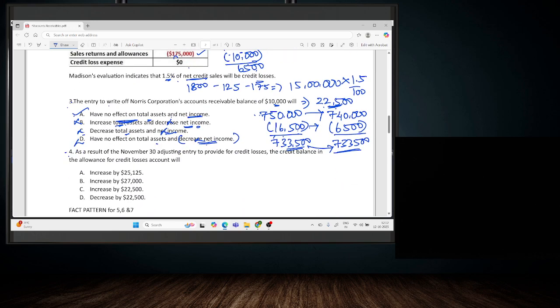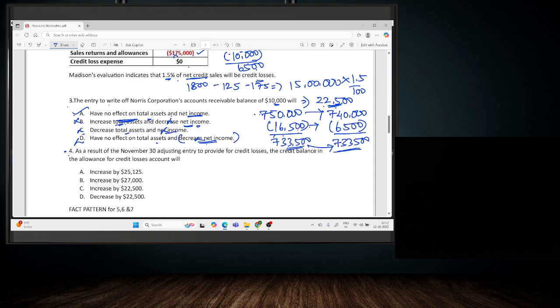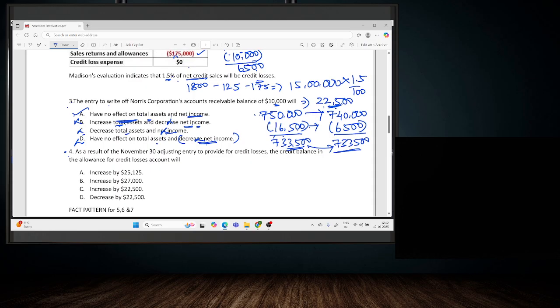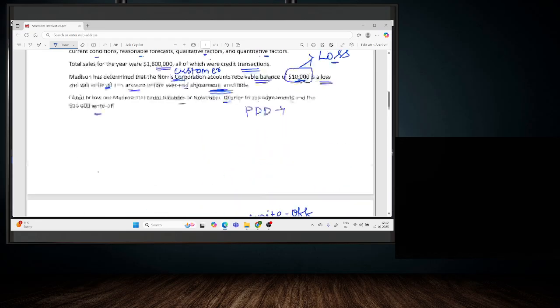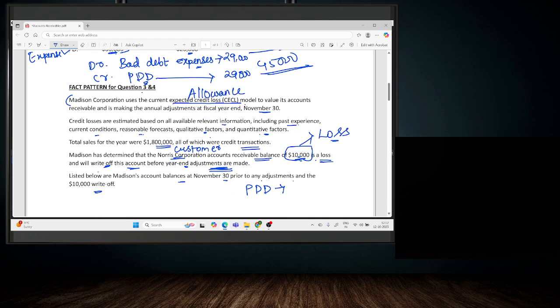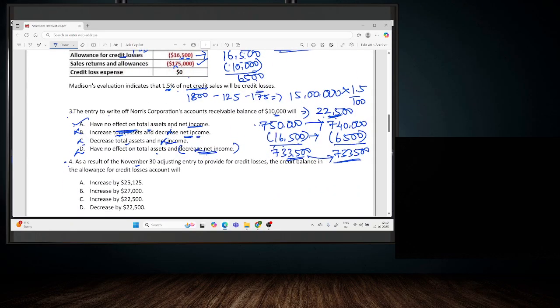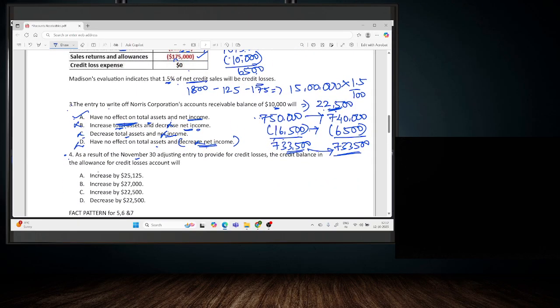What I am trying to say is, for example, let's look at question number 4. With this I will explain which entry will impact the P&L. This question should also be answered from the information given. As a result of the 30th November adjusting entry to provide for credit losses, the credit balance in the allowance for credit loss account will increase by how many rupees or decrease by how many rupees? That is what we need to calculate.